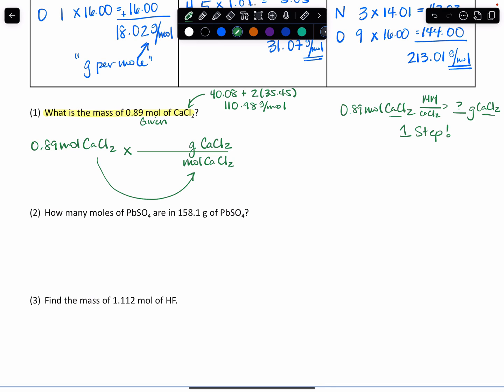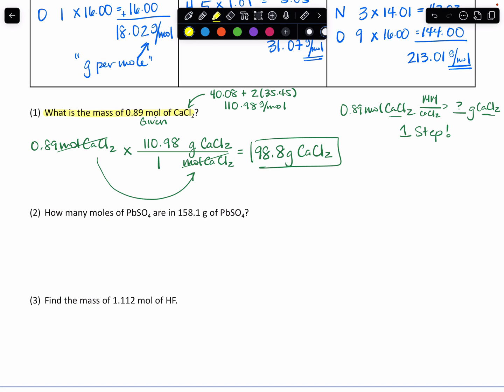The way it works is 1 mole of any substance is equal to its molar mass in grams. So 1 mole of CaCl2 has a mass of 110.98 grams. That's going to let me cancel my moles of CaCl2 and leave me with grams in terms of my unit. And this is going to be 98.8 grams of CaCl2. So again, going from moles to grams, moles in the bottom, grams up top.